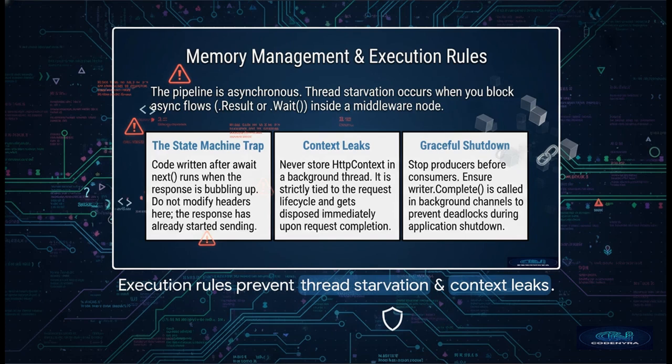And speaking of preventing mistakes, mastering this pipeline also means mastering memory management. There are 3 absolute rules here. First, beware the state machine trap. Do not try to modify HTTP headers after you've called await next, because the response has already started sending. Second, prevent context leaks by never storing the HTTP context in a background thread. It literally dies the moment the request completes. And third, always ensure graceful shutdowns to prevent thread starvation and nasty deadlocks.